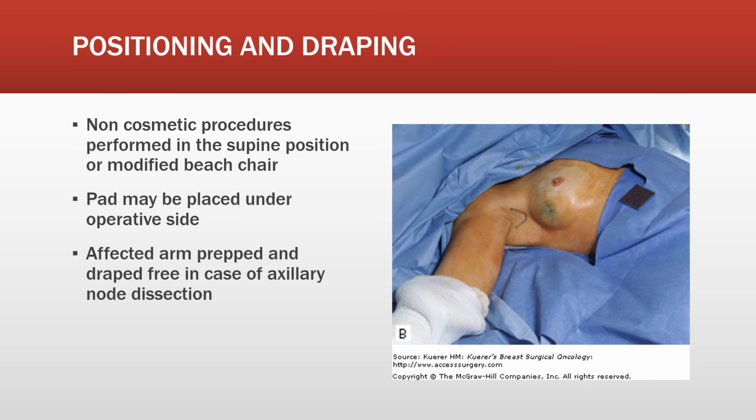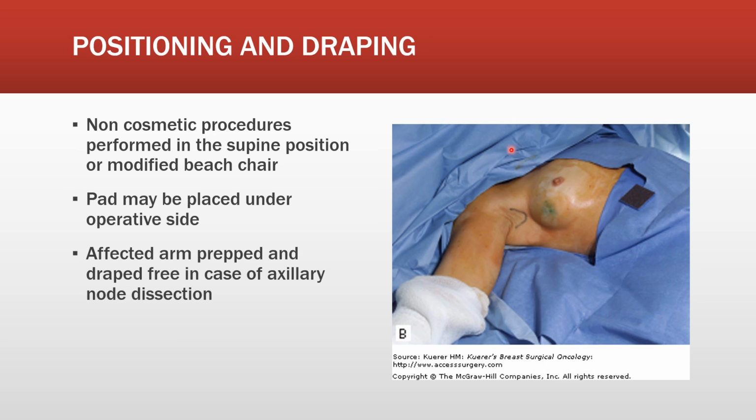As far as prepping and or positioning and draping, non-cosmetic procedures are going to be in the supine position or sometimes a modified beach chair, but most often supine. A pad may be placed under the operative side just to give a little bit of gravitational help when accessing these different areas of the breast. And the affected arm, aka the operative side arm, is usually prepped and draped free in case of an axillary node dissection, which is usually what we're going to be doing. And this is an example of that.